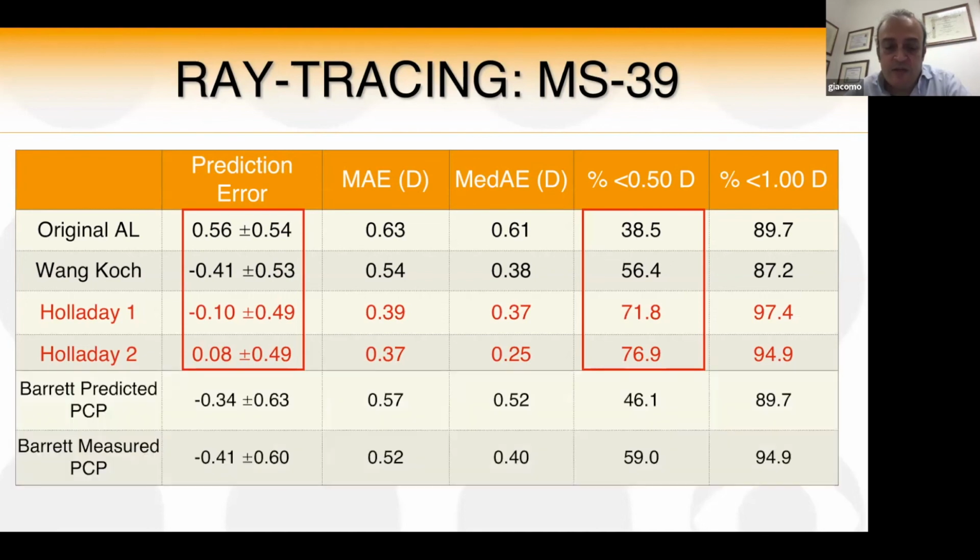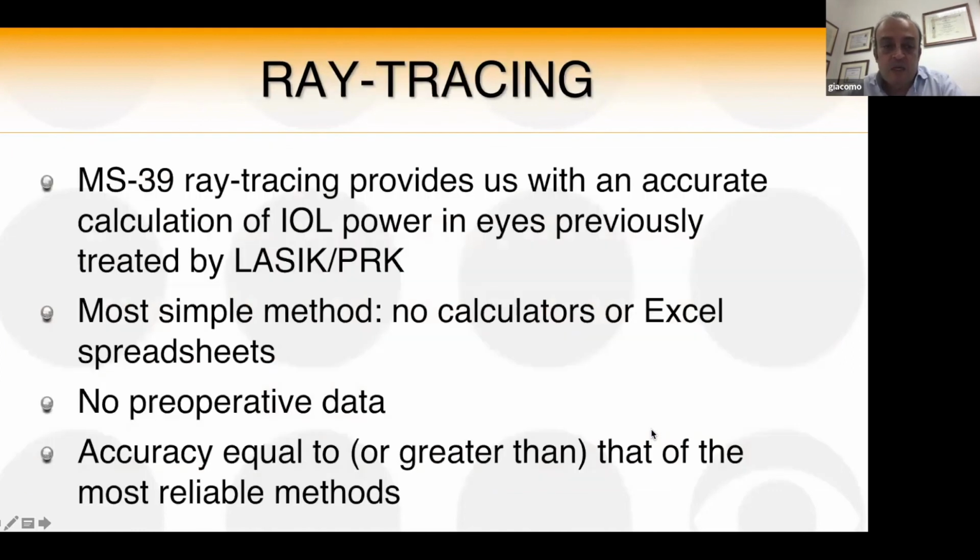Here, just for comparison, the Barrett values, still based on the MS39 measurements, and you see that you have a lower percentage of eyes within half a diopter. So this ray tracing is very accurate and easy. You don't need any Excel file, you don't need any pre-op data, and the accuracy is equal or greater than all the most reliable methods, although it's a hard challenge with Haigis total keratometry.